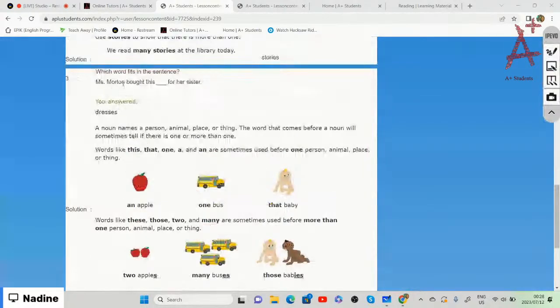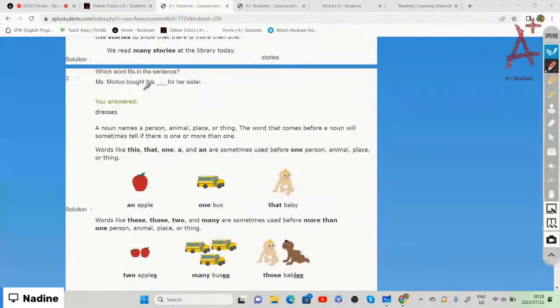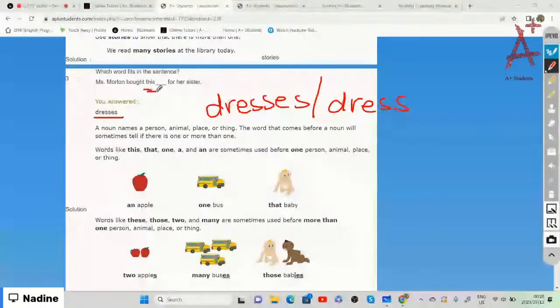Miss Morton bought this dresses, or bought this dress for her sister. So you need to choose the correct one between these two words, right? So Miss Morton bought this. Is it this dresses or this dress for her sister?